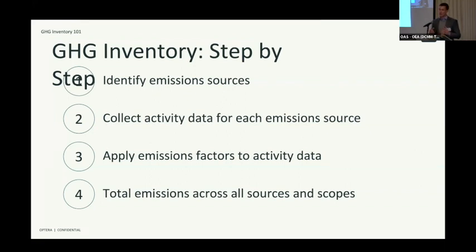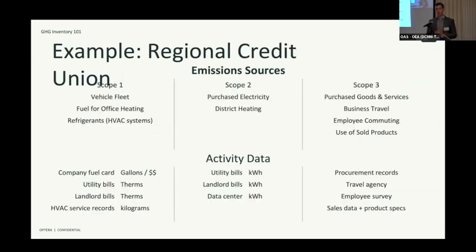And then the last is we aggregate this data. We sum it up by the various resources, by the various categories or scopes, and make that available to our internal and external stakeholders. Okay, sounds pretty simple. And in scope 1 and 2, it really is. So there's not a lot of complexity here. And I'm going to walk through a really brief example of that, looking at a regional credit union.